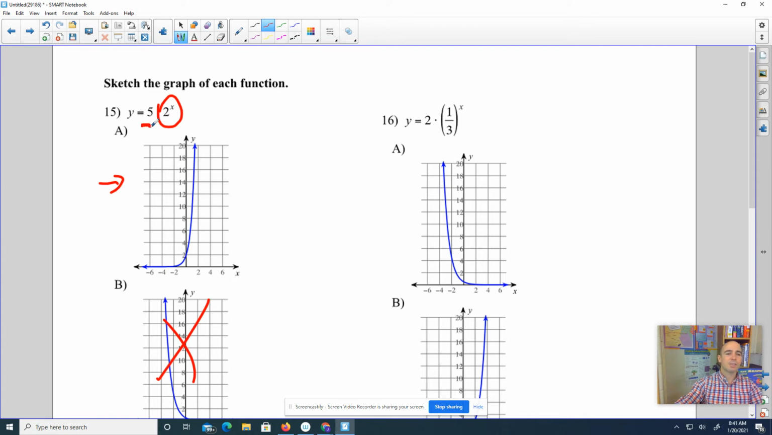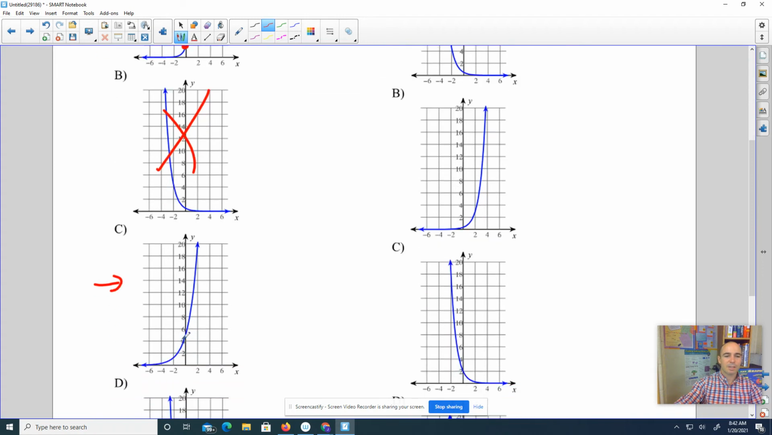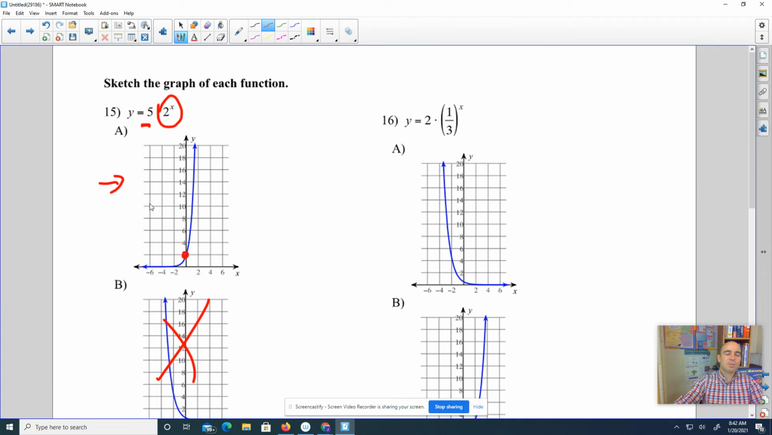The other thing I like to do is the starting point. Well, here the starting point is 2, and it should be 5. Here the starting point is 5. Oh, hey, I got my answer, C. Right, so those two things should be enough for you to be able to get the right answer in a multiple choice test.